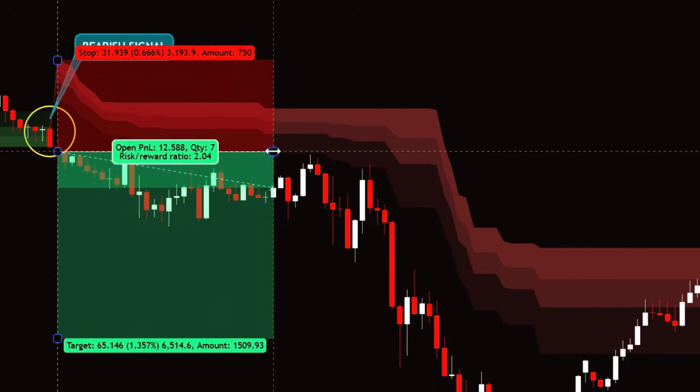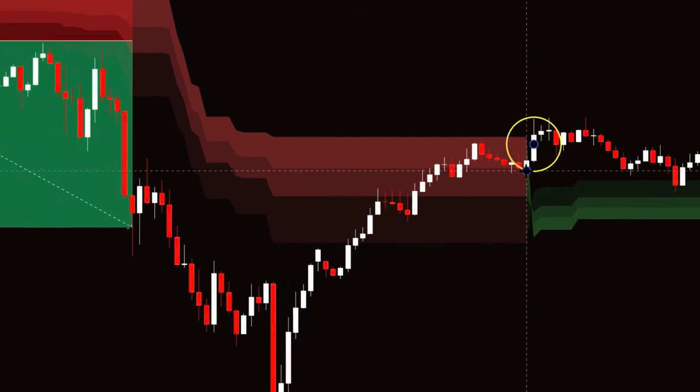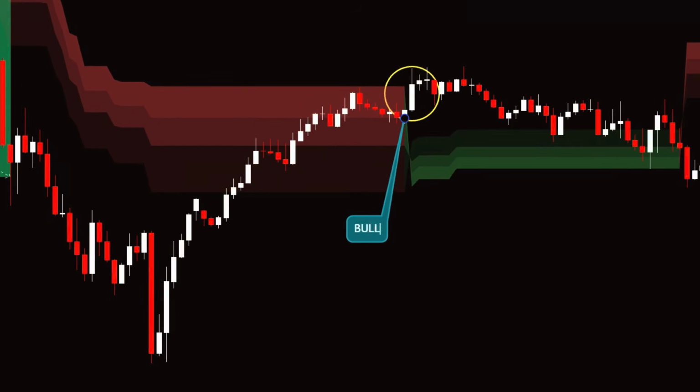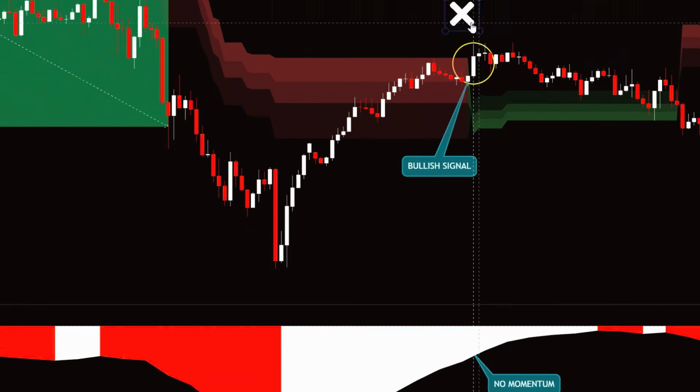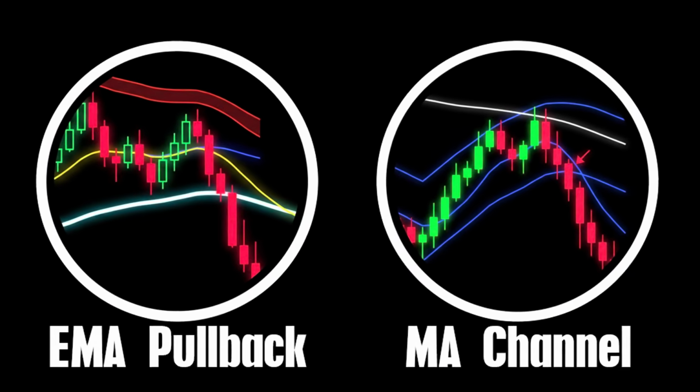And here's a trap a lot of people fall into. Ribbon flips green, which looks like a buy, but the MACD is white. That means there's no real momentum behind it. Skip that one.